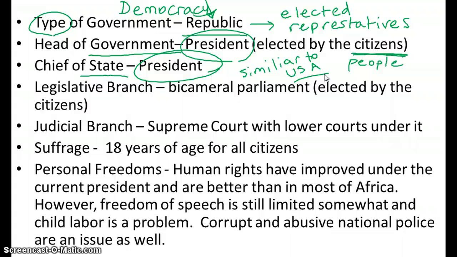Okay, now the interesting thing about Kenya is that they have a legislative branch called a parliament. And this, again, is elected by the citizens. This is a bit of a kickback to British colonial times, as you know from our history unit in the Africa studies. We know that Britain and other European nations came in and colonized.